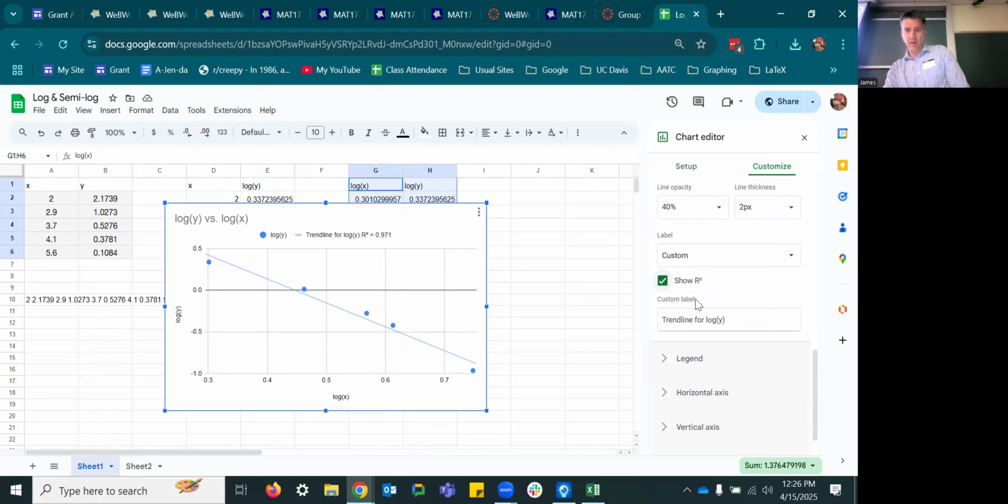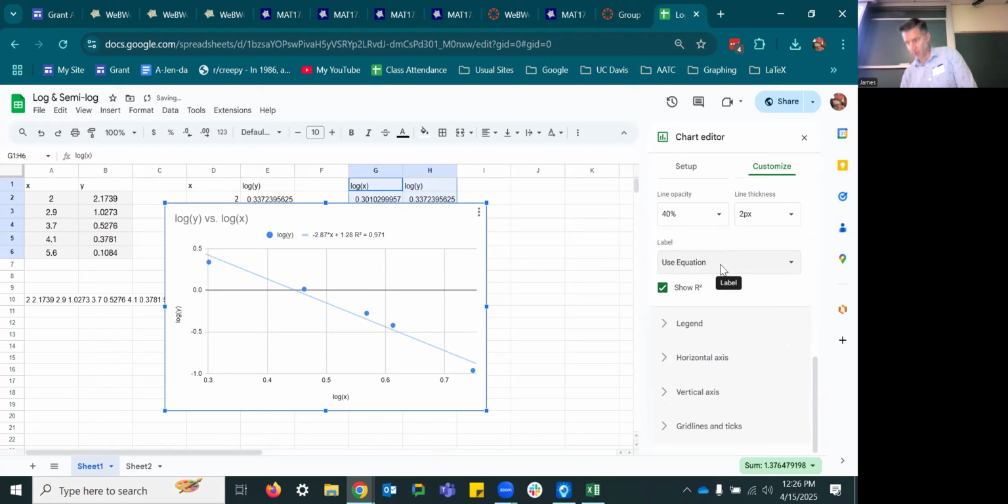And then we also want the custom label to be the equation. So let's write this equation down. Again, it's unlikely that's the right one because for these WebWork problems, it's almost always the case that the right one has an R squared value of 1, but we're going to pretend like this is it. So here our equation is going to be log of Y is equal to negative 2.87. I know it says X there, but we know it's log of X because it's log of Y versus log of X, right? It says so right there. That's why it's good to label your columns. Plus 1.28.